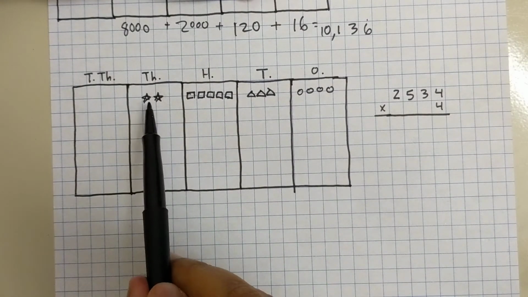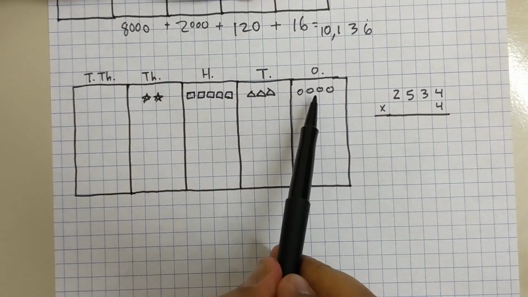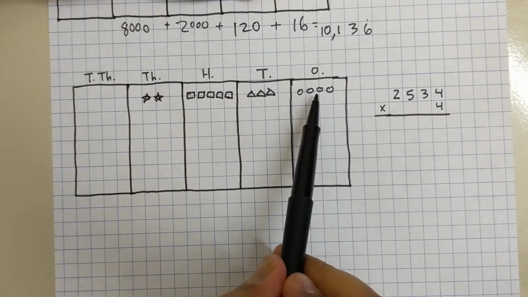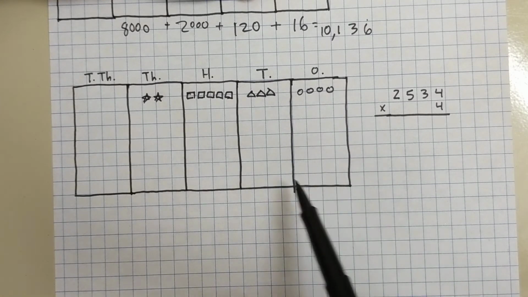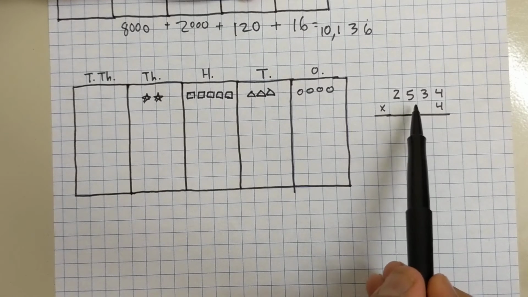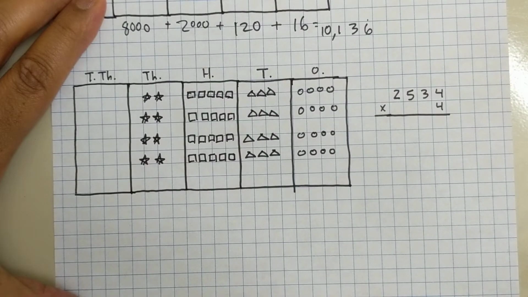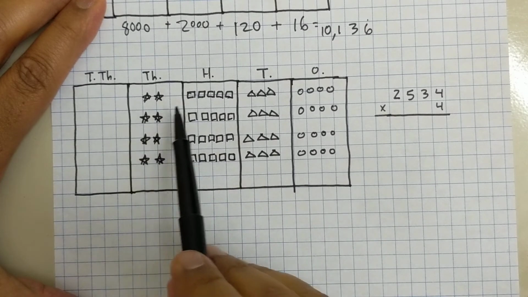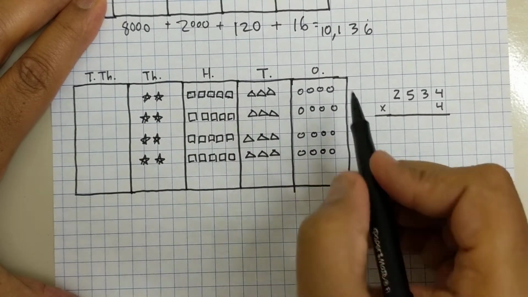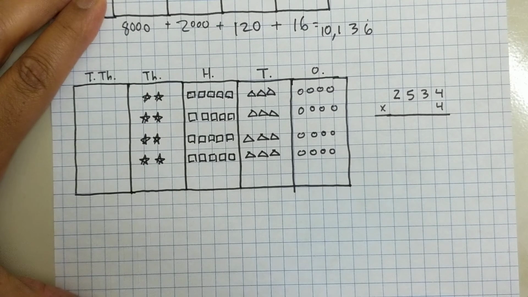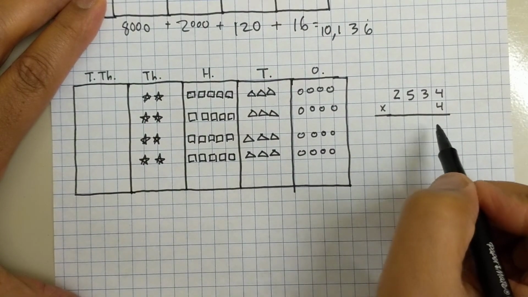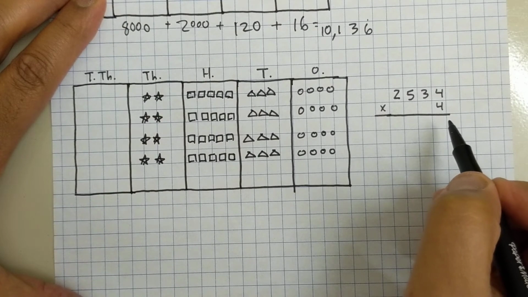Again, I've got 2,534, but that's really only times 1. I need to have 4 in each column in order to be 2,534 times 4. Once I have 2,534 times 1, 2, 3, 4 groups, I can go ahead and start regrouping just the same way I would if I was multiplying here.